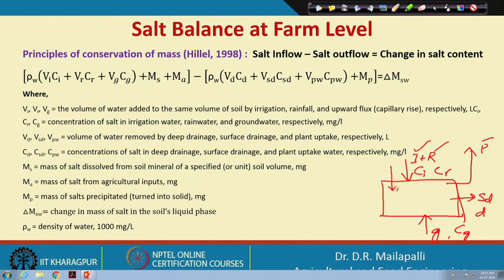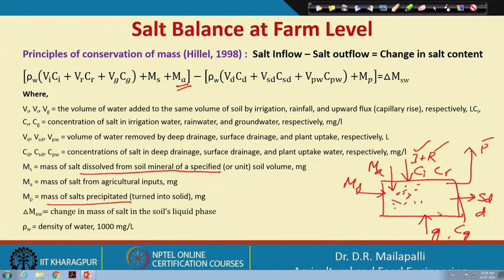What other inputs? Other inputs could be the practices, where you put fertilizer or anything. That also contains some salts, so that is also an input. For example, the mass of salts in agriculture, Ma, is due to application of fertilizers. The other inputs are the salts dissolved from the soil minerals, which are present inside the soil. That is also an input, Ms. Then Mp, the mass of salts precipitated.